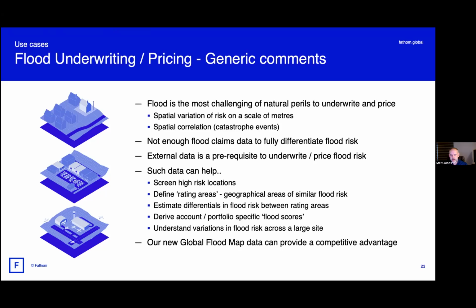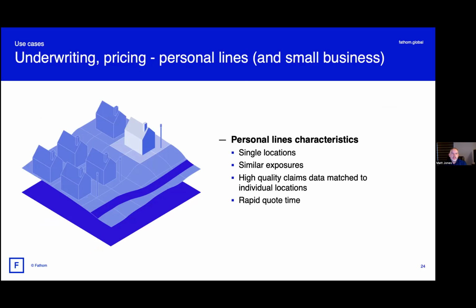For lines of business that have multiple locations within an account or within a portfolio, then deriving account and portfolio specific flood scores can be a powerful technique and a transparent technique. And for large site underwriting, where you have a single site but a very significant area, understanding how that risk varies across that site and how that intersects with exposure on the site is really important. And again, our data can help with that. So given the advances that Andy showed, I think that our new global flood map data can provide a competitive advantage. It can enable you to underwrite and price in a much more sophisticated and accurate way compared to people that aren't using data. So those were generic comments about underwriting and pricing.